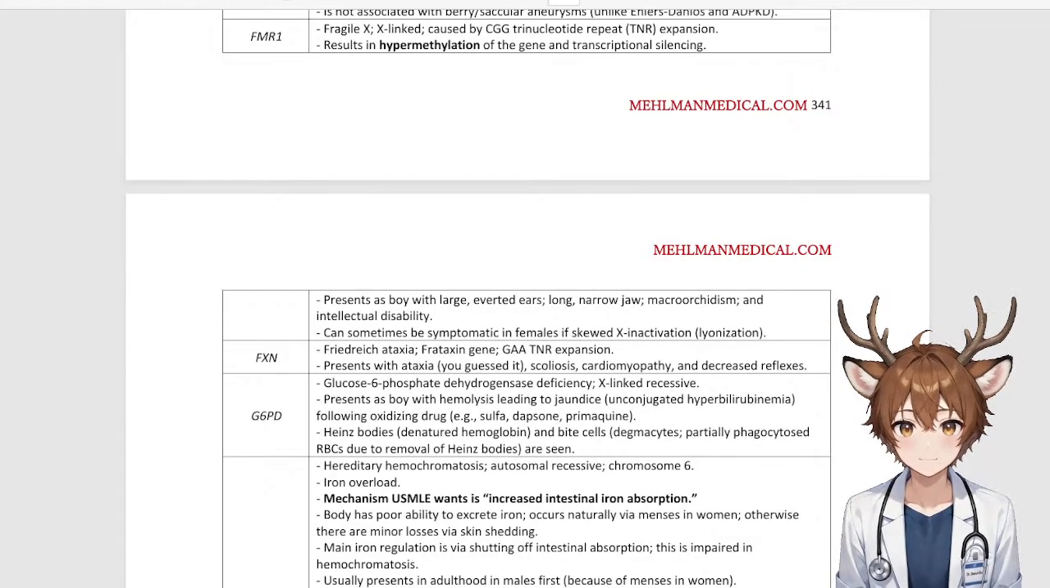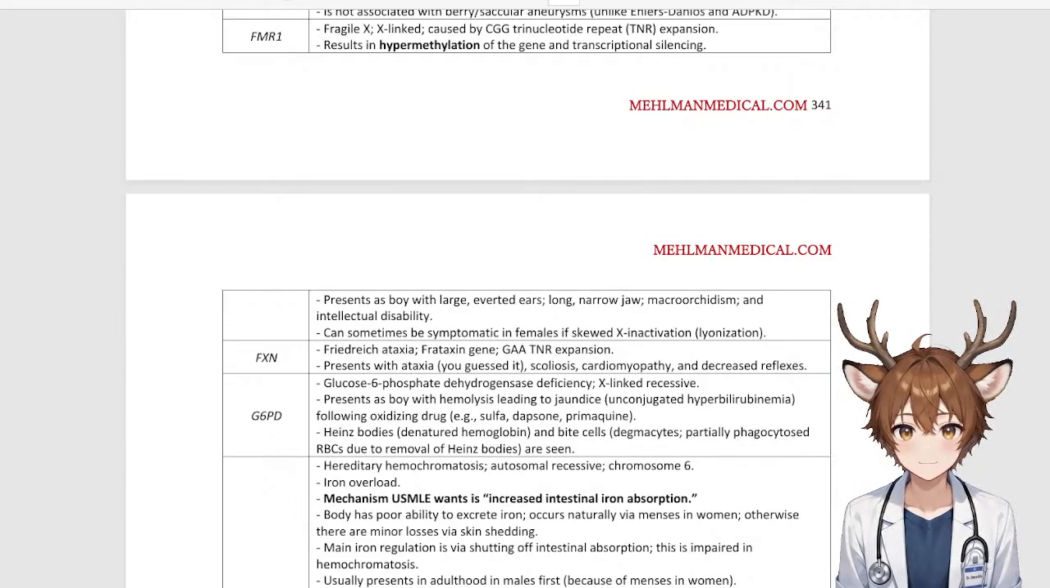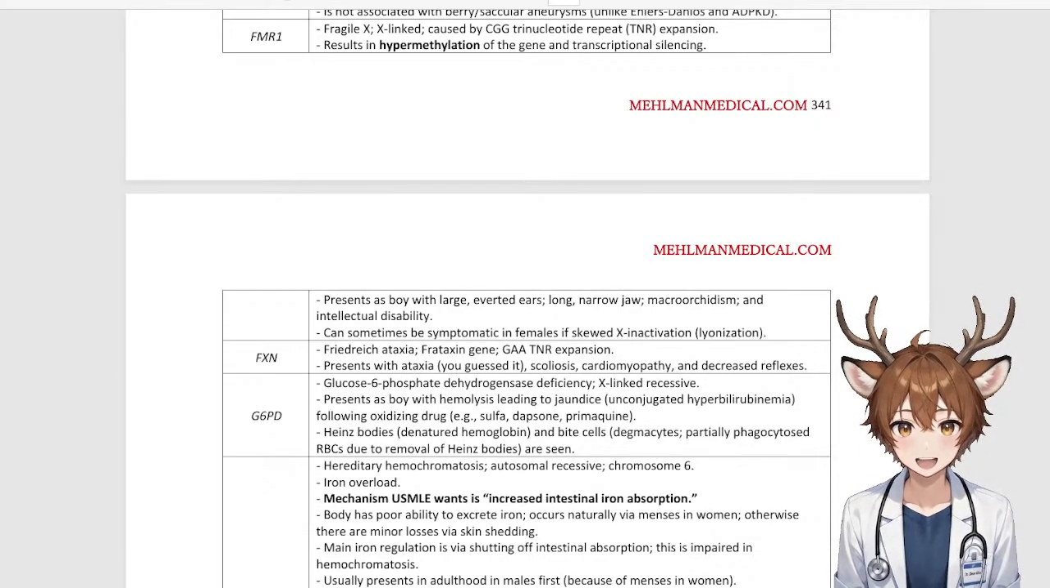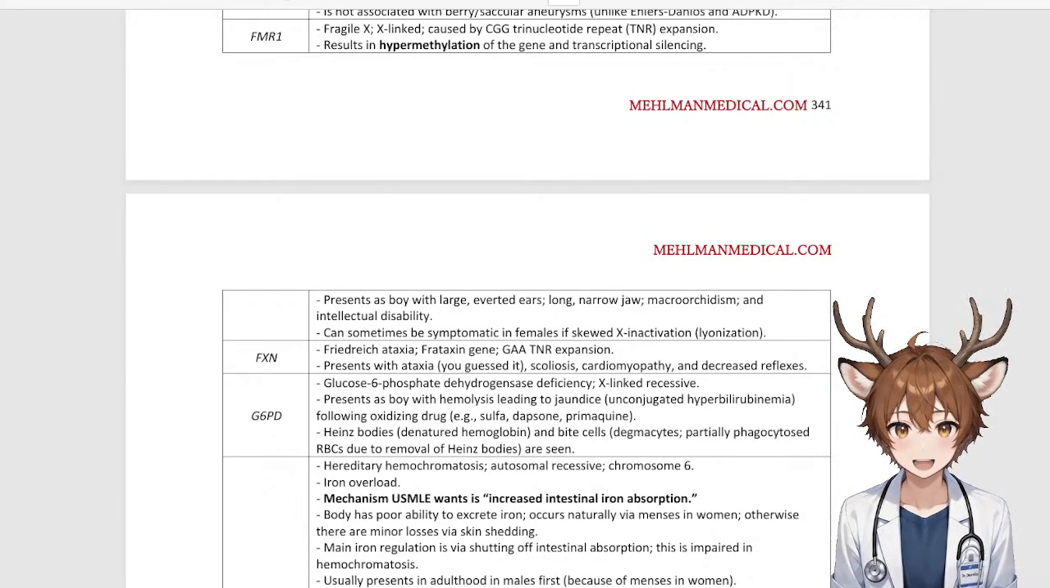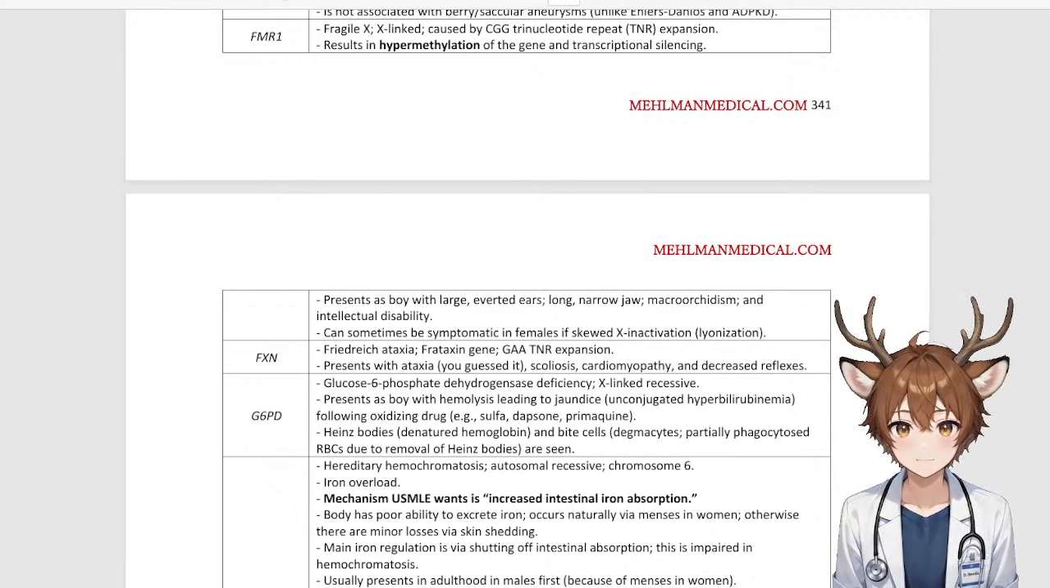Okay, interesting. This is a detour, but I'm just curious. Why does it cause hyperorchidism?